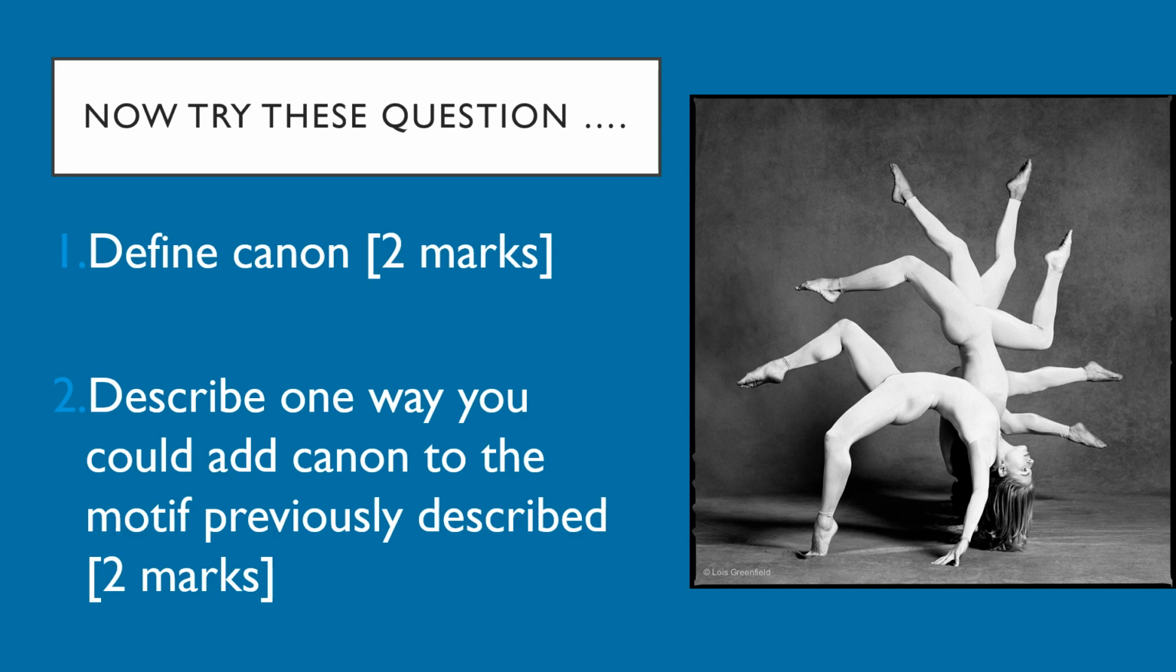Now, to add canon, you need more than one dancer. So for this example, let's pretend we have a dance of a trio. So therefore, we have 3 dancers performing your motif. So remember, this is the motif that you have previously described. So the very first question, the motif you've described, that is the one you're going to use. This is now a trio. You have 3 dancers. You must describe one way you could add canon to that motif. I would highly recommend you write out these questions in full and then you answer these questions, please. Off you go.